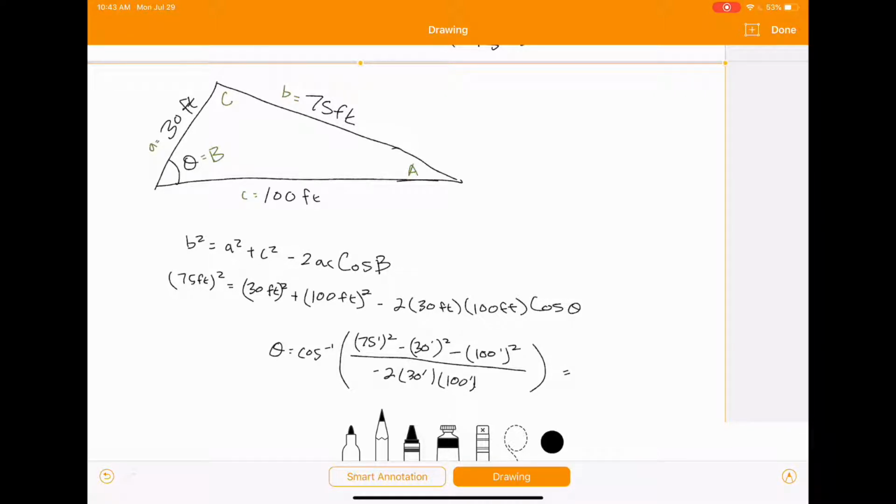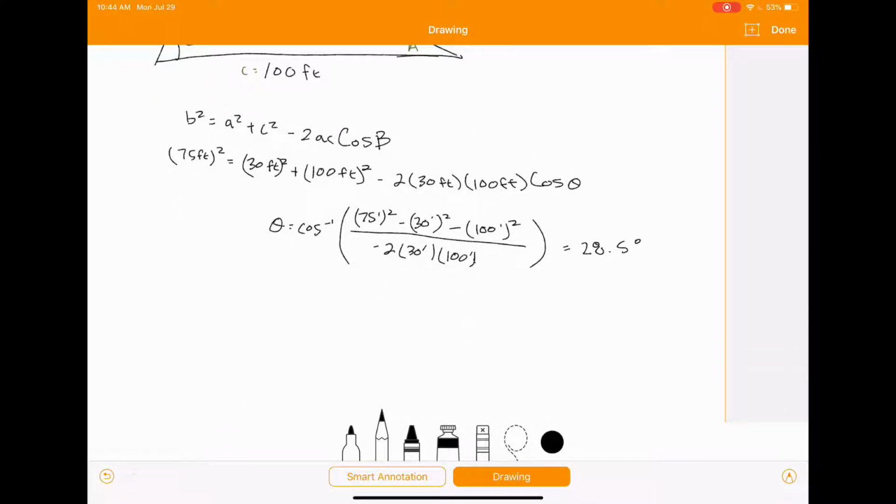And you're going to take the cosine inverse of that, and you'll get 28.5 degrees. Now it's really important when you're doing this that your calculator is in degree mode and not radian mode. Otherwise you will get the really wrong answer.